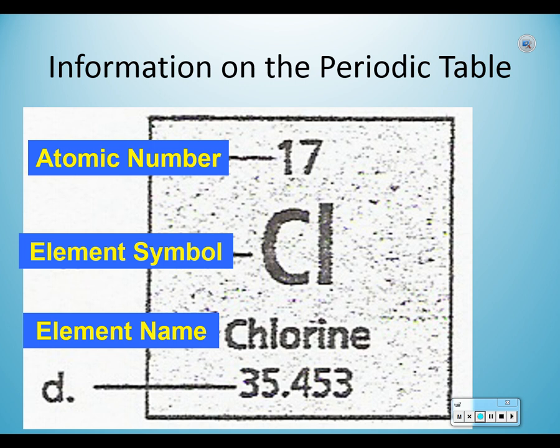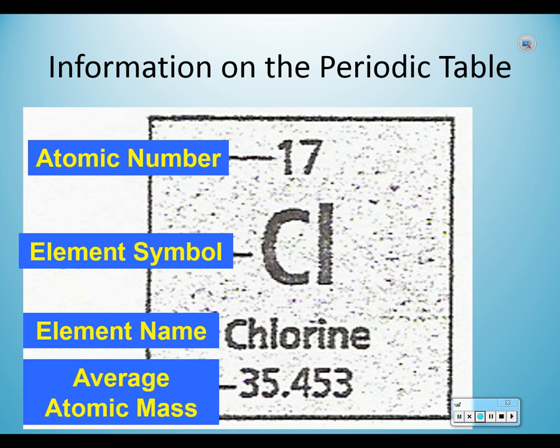And then letter D is the average atomic mass, which we said is a little bit different than atomic mass, right? Atomic mass is the weight of an individual isotope in relation to carbon-12. Average atomic mass takes into account all of that. Okay?